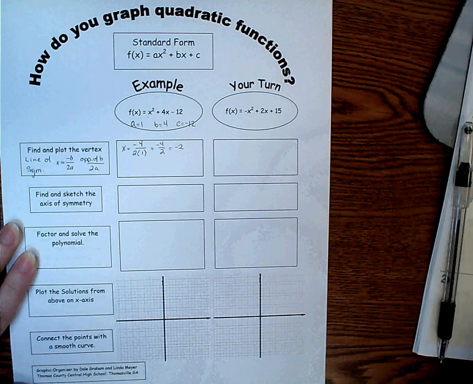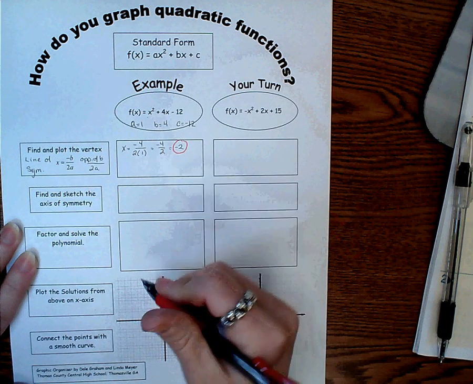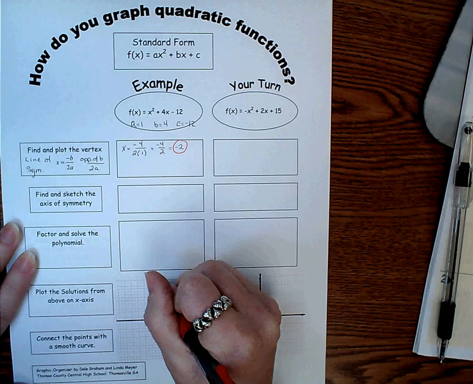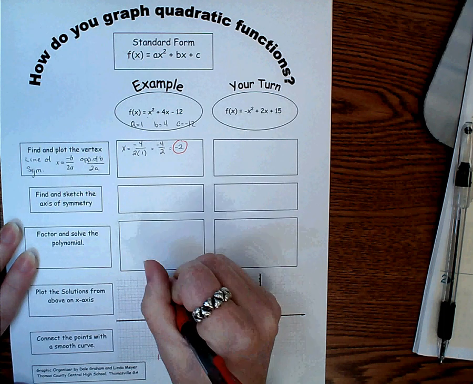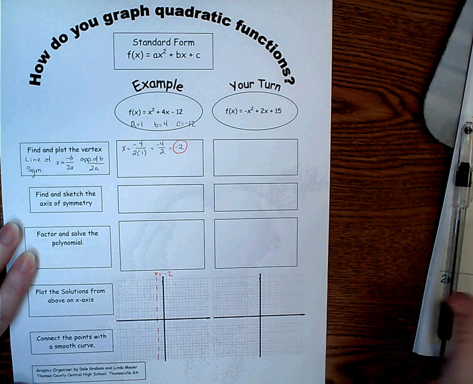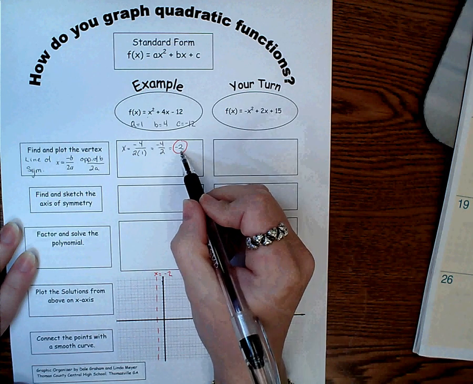So I'm going to come down here and draw a dotted line on -2. So this is x equals -2. My vertex actually lies on my line of symmetry.